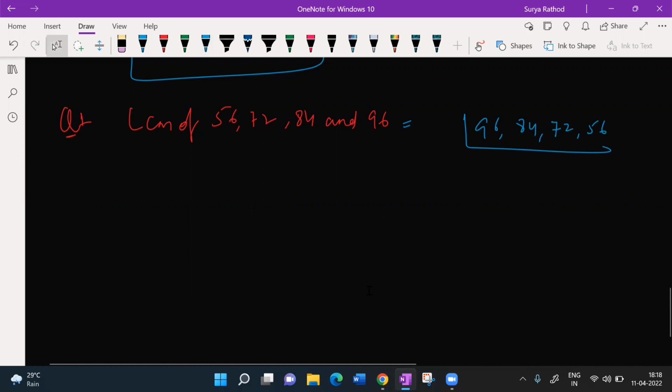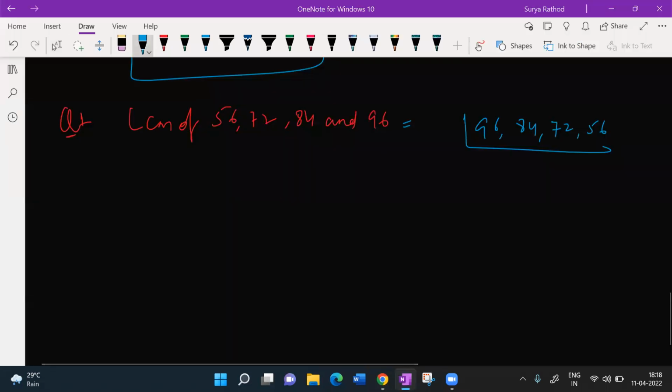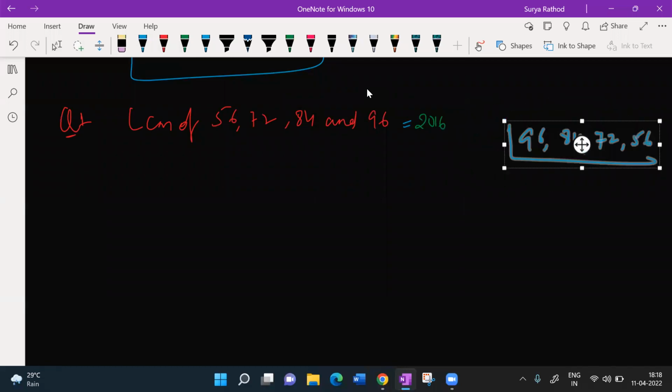So I didn't get it. You didn't get the answer. Beta, what is LCM? Look, we will do the LCM. Yes, 2016. Look at this. 2016 is the LCM, beta. Just solve it in a normal method. You can find out 2016 is the LCM.